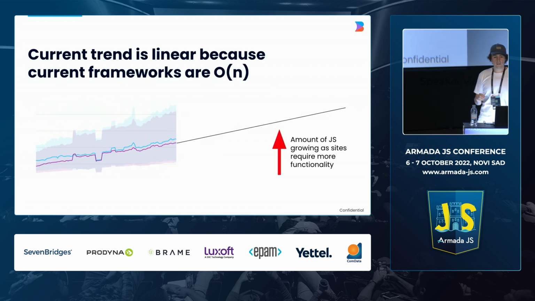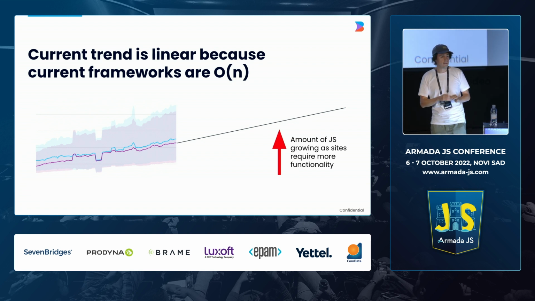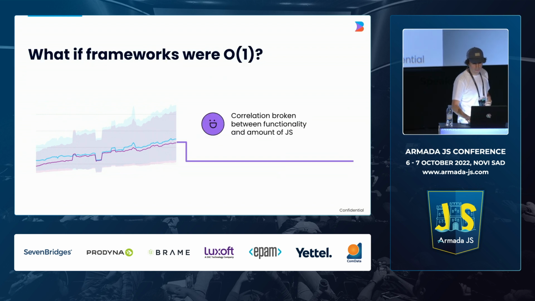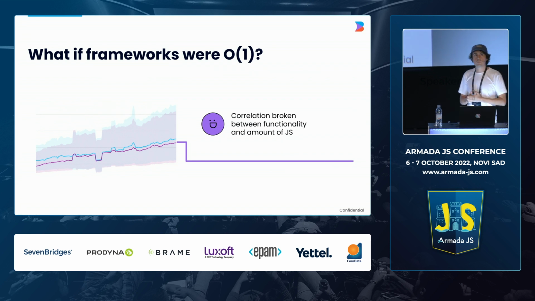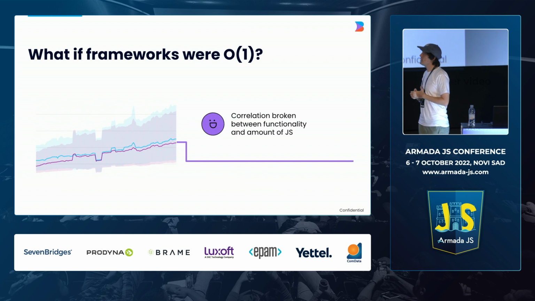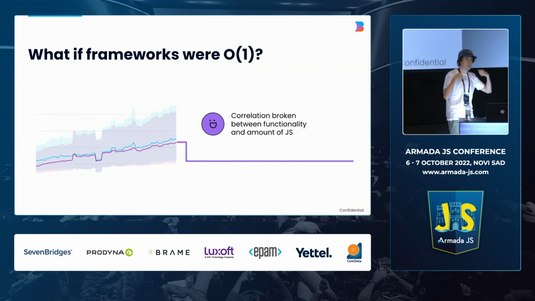The current trend is linear because the current frameworks are O(n). The amount of interactivity of the site is probably going to keep going up, and so the amount of JavaScript. But what if, just what if, frameworks were O(1)? Then we are talking about a completely different problem. We can break this correlation between the amount of interactivity, the amount of complexity, and the amount of JavaScript.